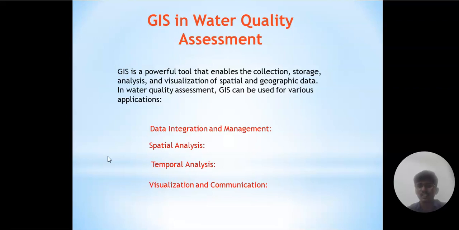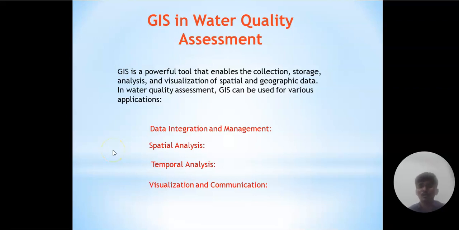GIS can analyze the changes in water quality over time by comparing the historic data with the current data. This helps in understanding the trend, seasonal variations, and the impact of specific events or interventions on water quality. Then the last one is visualization.